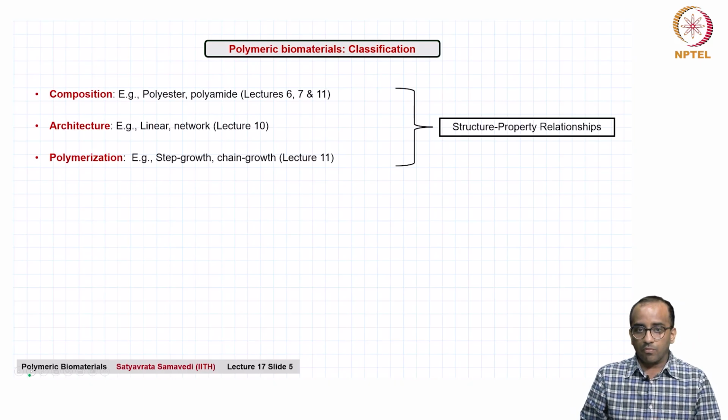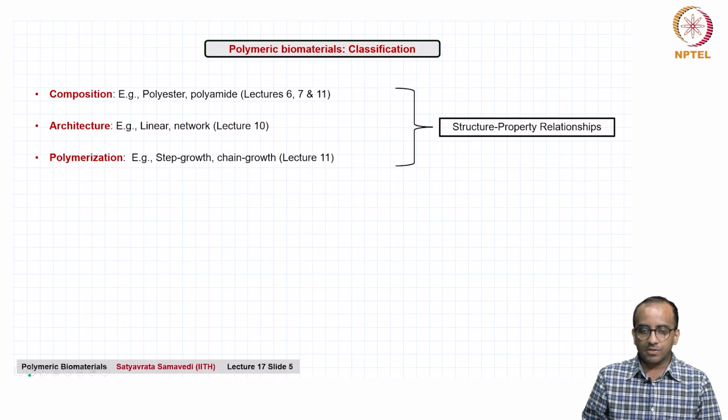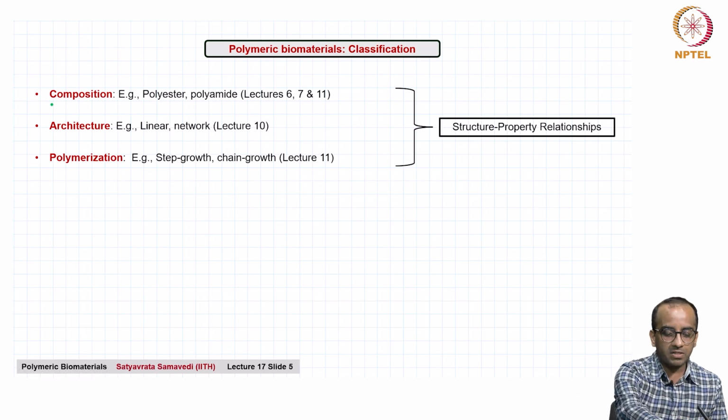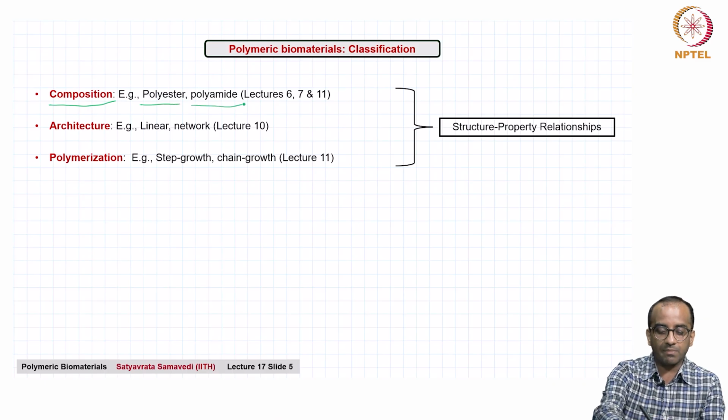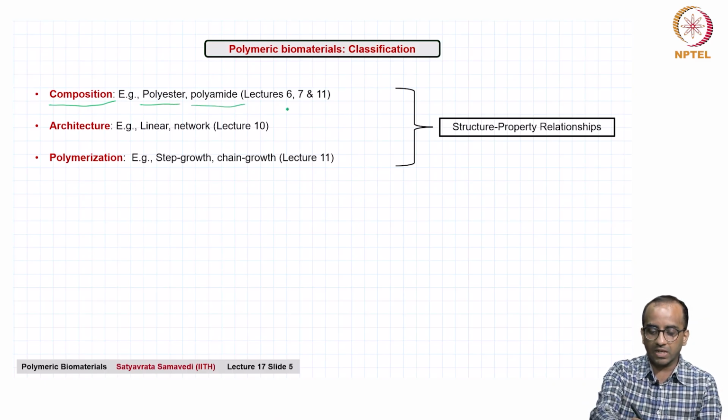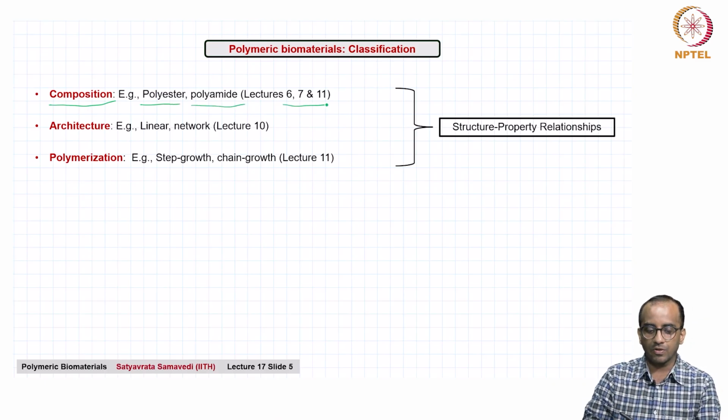So, obviously polymeric biomaterials we have seen can be classified many ways, and in this course we have looked at a few different ways to think about polymeric biomaterials depending on whatever interest is. If, for example, you are interested in the composition, they can be classified as polyester or polyamide, for example, and we have looked at these concepts in these lectures.